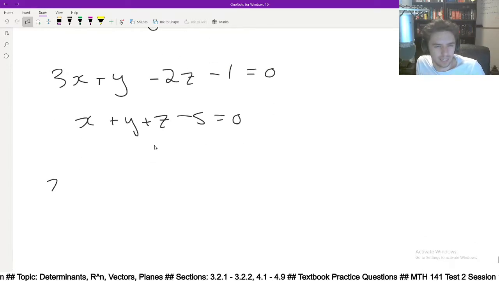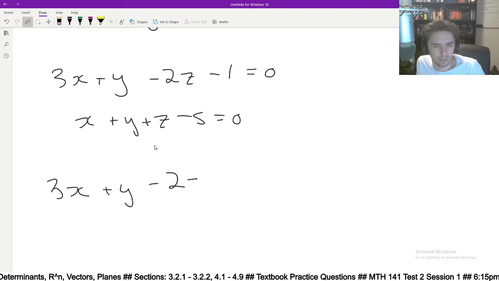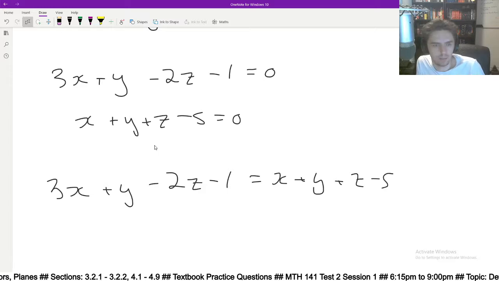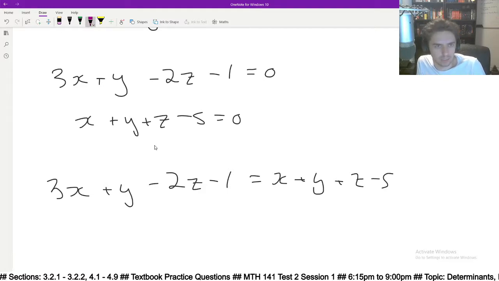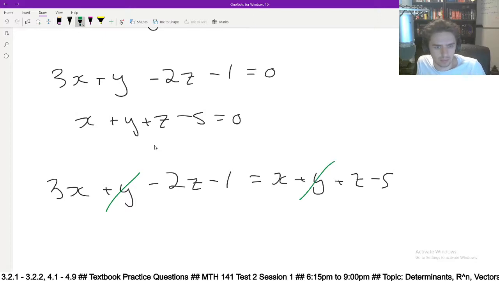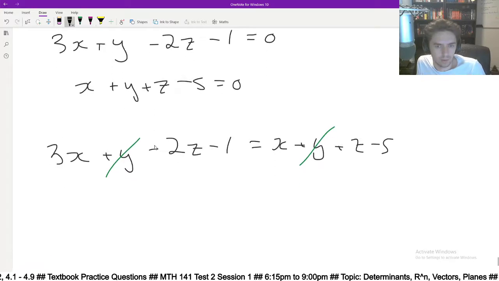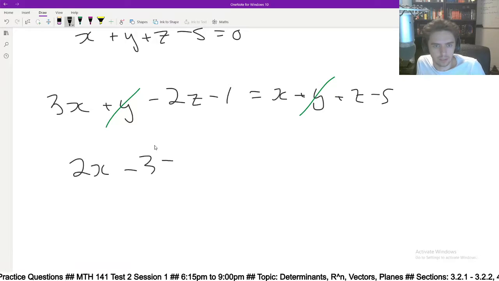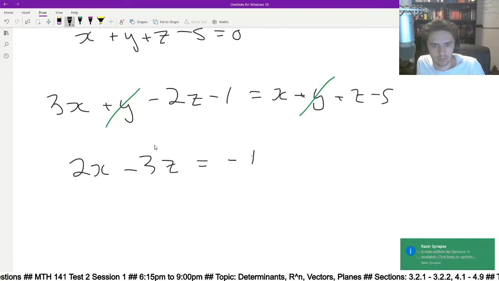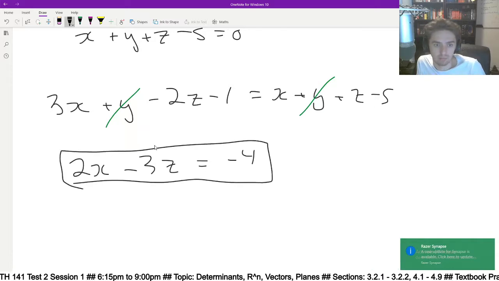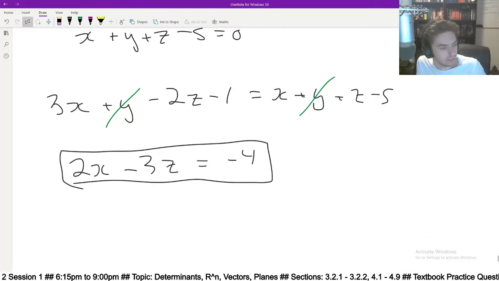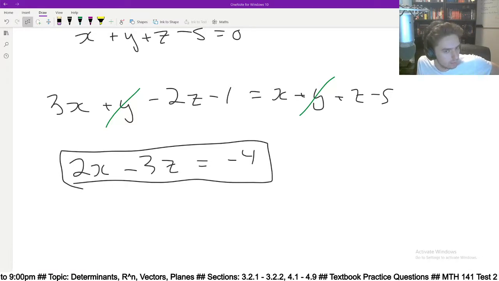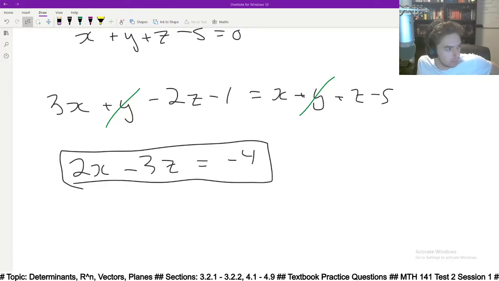And can I just make these equal to each other? 3x plus y minus 2z minus 1 equals x plus y plus z minus 5. Because what happens is that obviously these are both planes still, but one of the variables cancels. And so now it'll be 2x minus 3z equals negative 4. That's a line now. Is that the answer? Let's take a look. It's a line in the xz plane, but still a line.